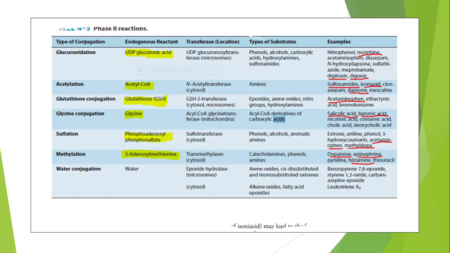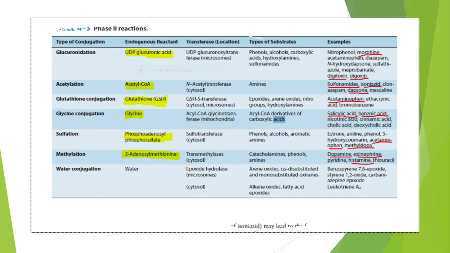Then coming to acetylation: acetyl CoA is the endogenous reactant, the transferase is N-acetyltransferase in the cytosol, the substrates are amines, and examples of drugs undergoing acetylation are sulfonamides, isoniazid, clonazepam, mescaline. Then glutathione conjugation: the endogenous reactant is glutathione (GSH), the transferase is GSH S-transferase in cytosol and microsomes, the substrates are epoxides, arene oxides, nitro groups, hydroxylamines. Examples are acetaminophen, ethacrynic acid, bromobenzene.